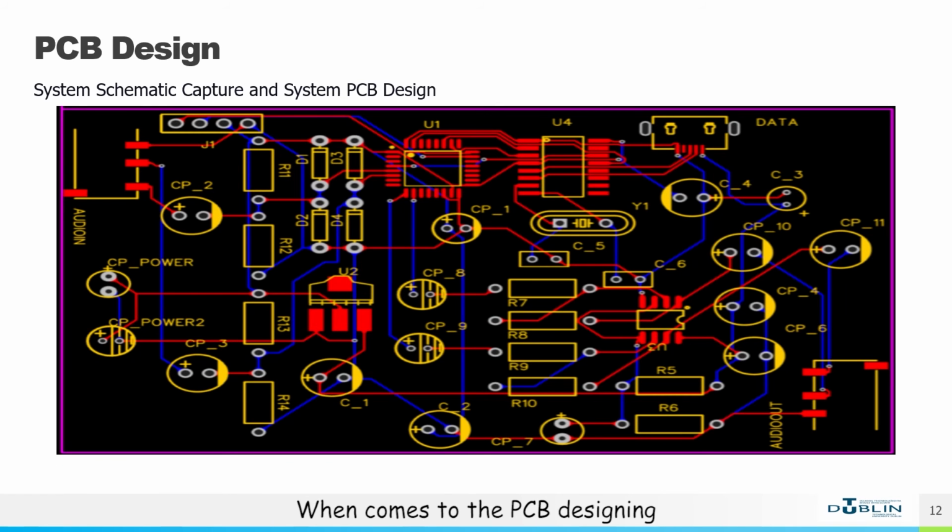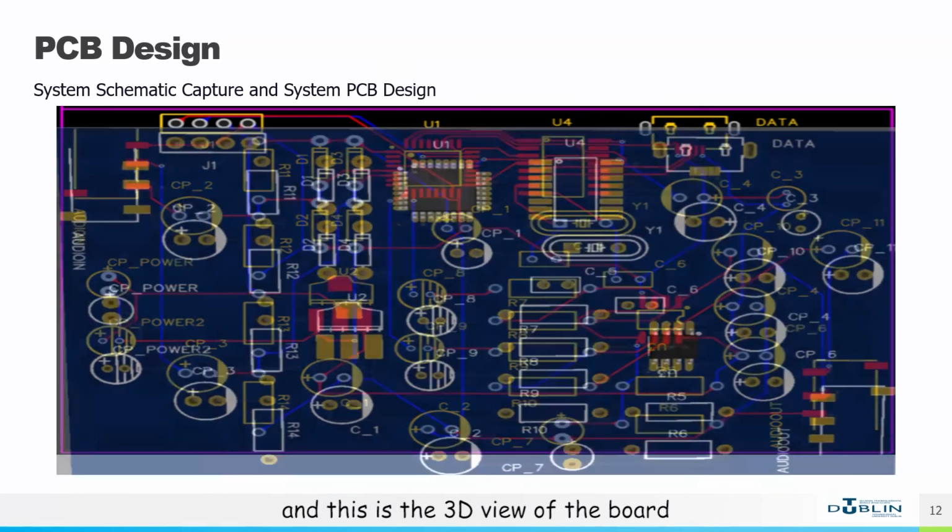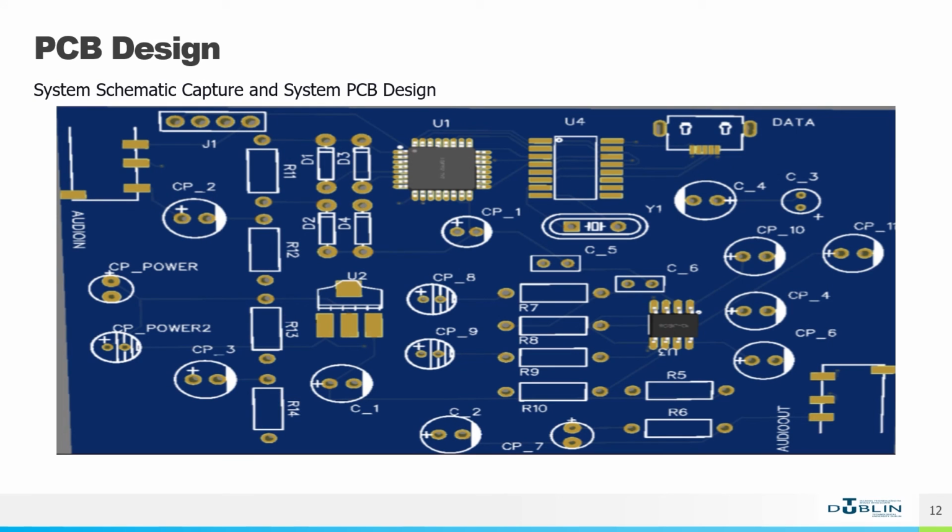When it comes to the PCB designing, the first step is to generate the corresponding netlist based on the schematic diagram. The netlist describes the electrical connections between all our components. All the circuits are placed near the edge of the board, and there's no right angle between electrical connections to reduce signal reflection. The final PCB is a double-layer board, and this is the 3D view of the board. It looks so good, right?